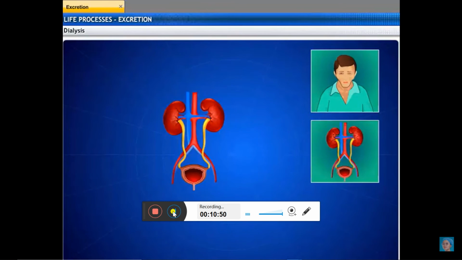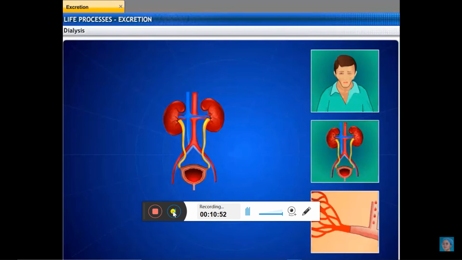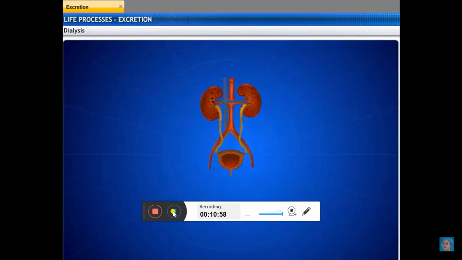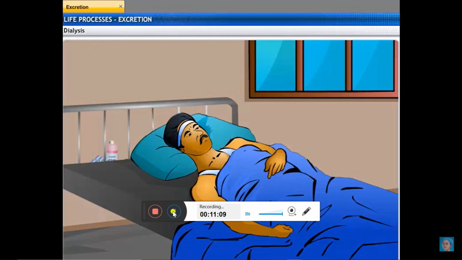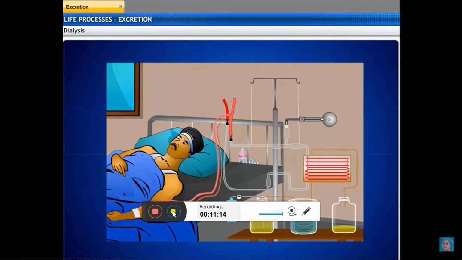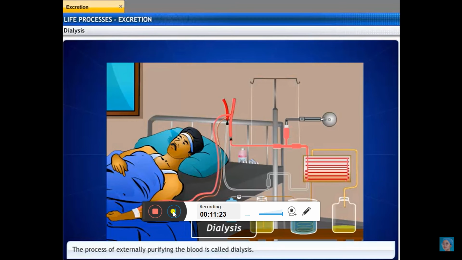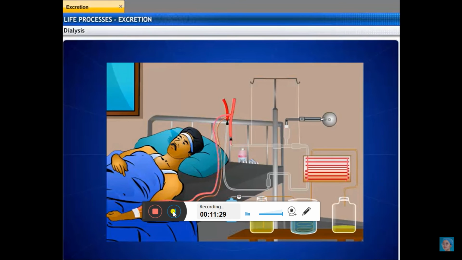When factors like infections, injury, or restricted blood flow affect the functions of the kidneys, it leads to the accumulation of poisonous waste in the body if not detected on time. These accumulated wastes can lead to death. For people with an injured kidney, an external artificial kidney can be used to remove nitrogenous waste products from the blood. The process of externally purifying the blood is called dialysis.